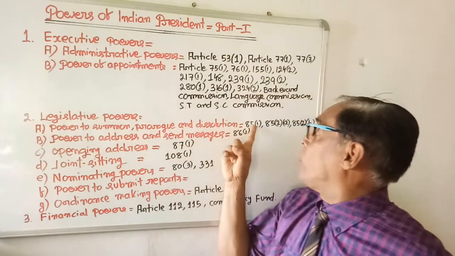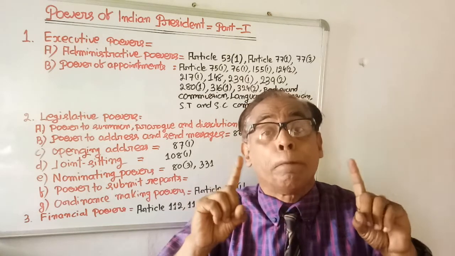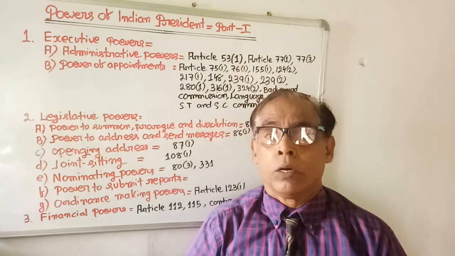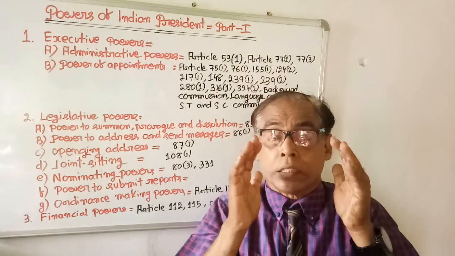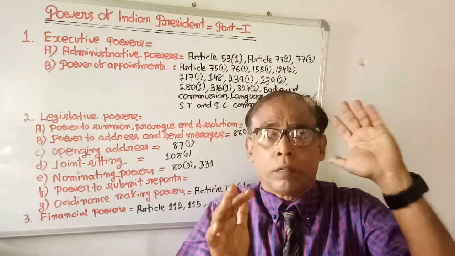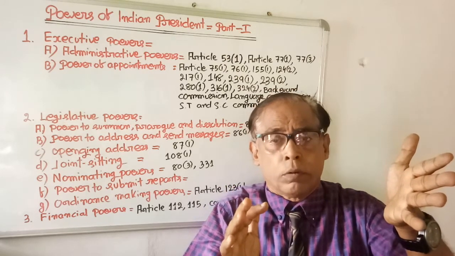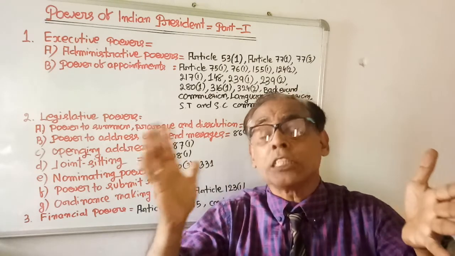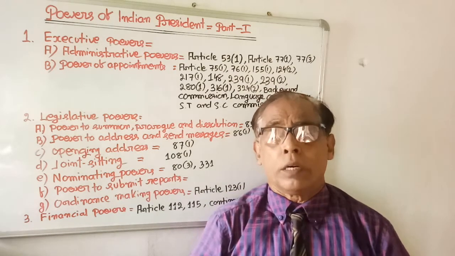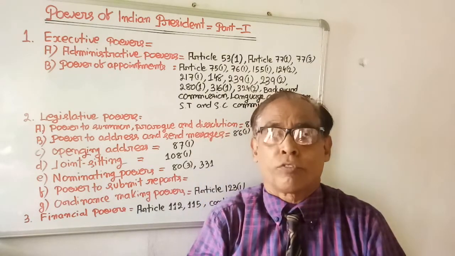Under Article 85 Clause 1, it is the duty of the President to summon the Houses of Parliament. No doubt he summons the Houses of Parliament, but he will have to see that the gap between the last meeting of one session and the first meeting of the next session of Parliament does not exceed 6 months. It means it is the duty of the President to summon the House at least once within 6 months.